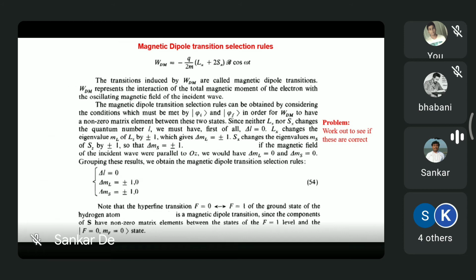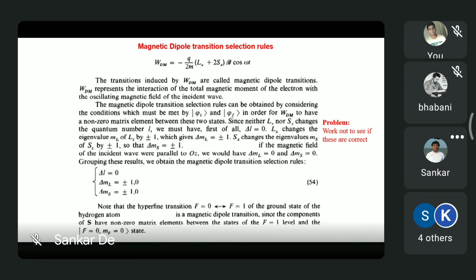Now the magnetic dipole transition selection rule can be obtained by considering the conditions which must be met by psi i and psi f. Just like for the electric dipole, for the matrix element to exist it should not be zero. So you must have a non-zero matrix element for the electric dipole. Similarly, you should have a non-zero matrix element for the magnetic dipole between the transition states, that is psi i and psi f, the ground state and the excited state.